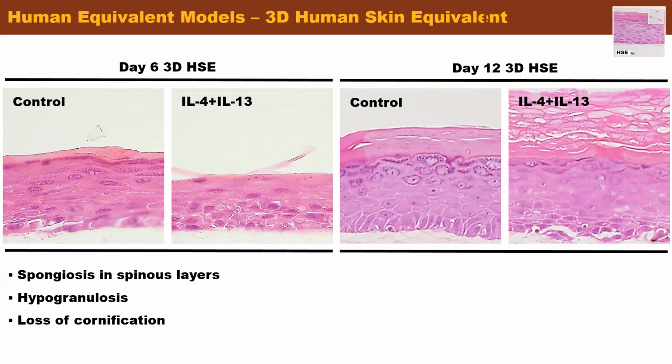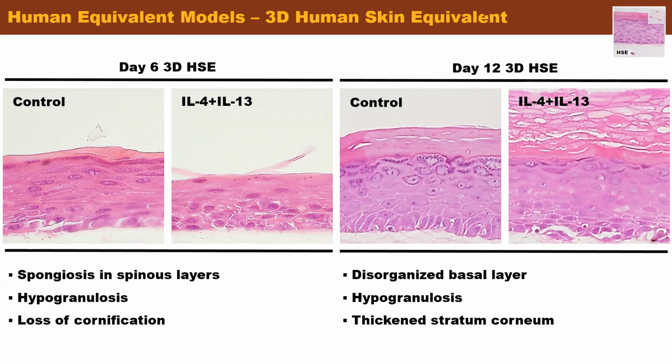After 12 days at the air-liquid interface, exposure to Th2 cytokines induces a disorganized basal layer and loss of attachment to the basement membrane, hypogranulosis, and at this time point, there is a thickened cornified layer. Perhaps the most powerful 3D human skin equivalent tools will come from optimized protocols for incorporation of immune cells in co-culture models. We are optimizing 2 types of co-cultures.